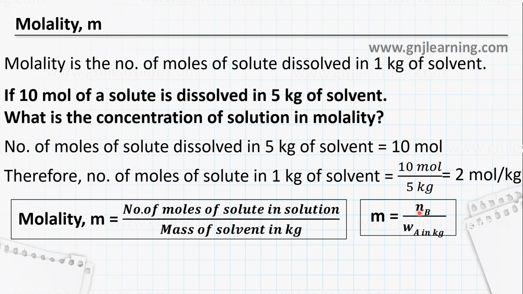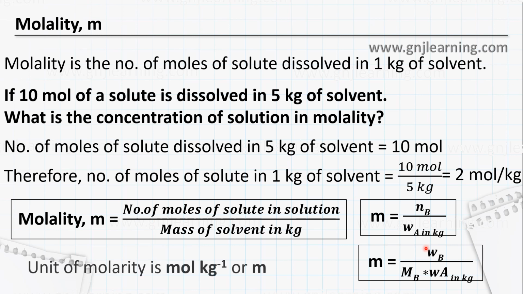If the solute is not given as number of moles but as a mass, you can use the second formula, that is molality is equal to WB by MB, so mass divided by molar mass of the solute, into mass of the solvent in kilogram. Clear? So this is how you can use the molality equation. Very much similar, only thing is that in the denominator, instead of solution, we have solvent for molality, and that too in kilogram. So let's see a problem based on this.